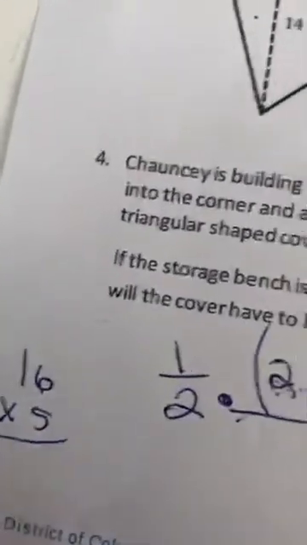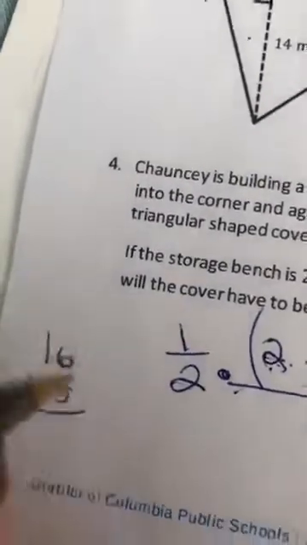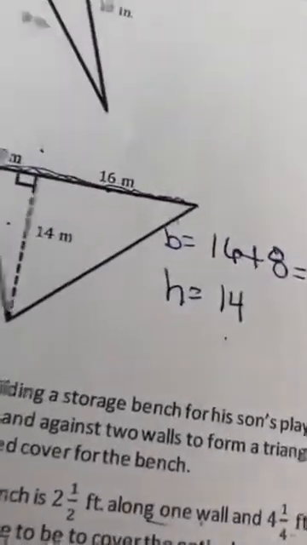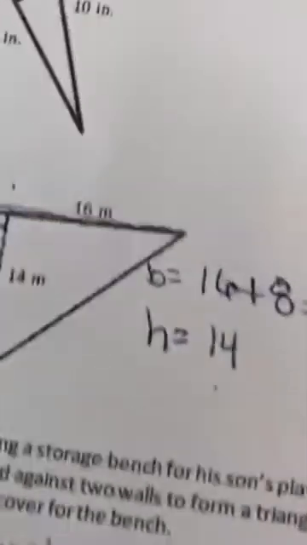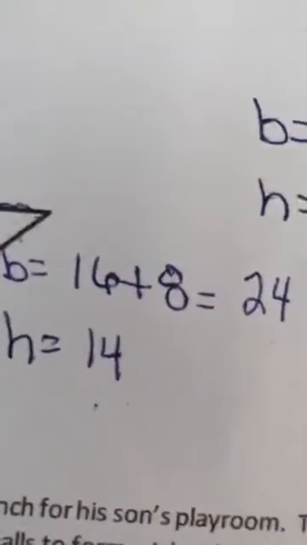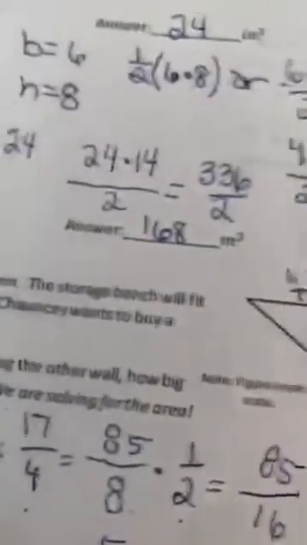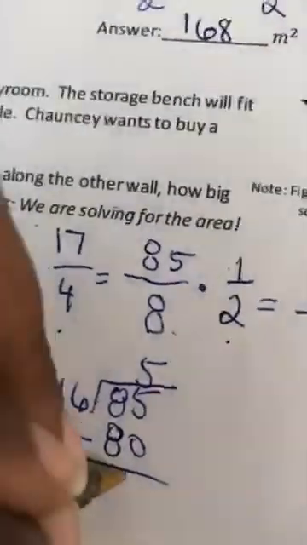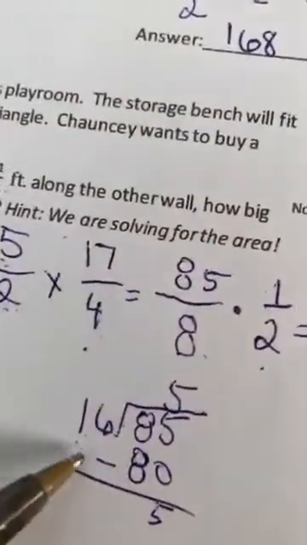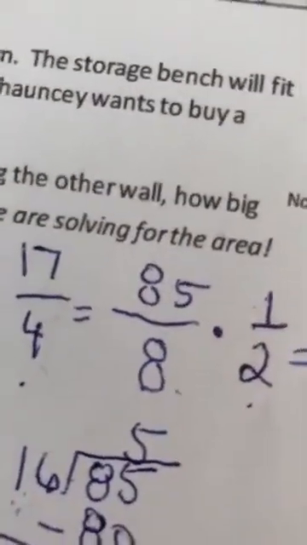All right. And 16 times 5. I'm going to do my little work over here, my little 16 times 5. You know, I like some scratch paper. 6 times 5 is 30. Bring down the 0. Carry the 3. 1 times 5 is 5. Plus 3 is 8. All right. So 16 times 5 is 80. Subtract it out, and I get 5.